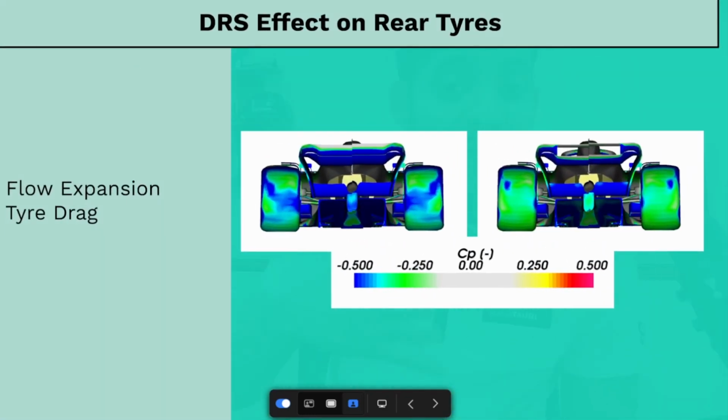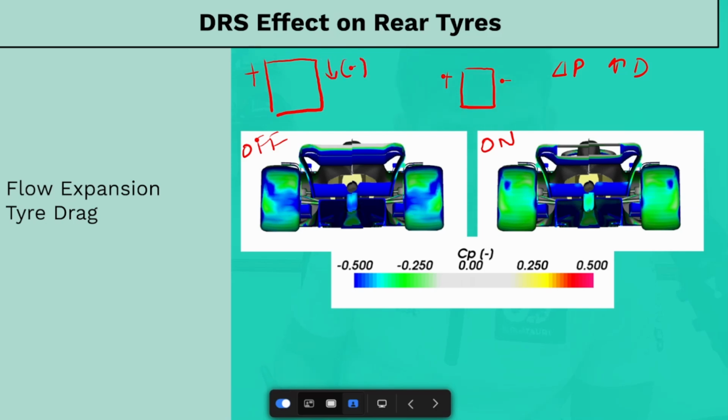Now let us understand how the DRS would affect the tires. This is the DRS off case and this is the DRS on case. The drag from the tires is actually quite simple. If you take a very simple model, you have a high pressure in front and a low pressure behind, and the higher this pressure difference, the higher the drag. The greater the delta P, the greater the drag. So if you could have positive pressure here and less negative pressure there, then the pressure difference around the faces of the tire would decrease and the drag associated with the rear tires would decrease. And that is exactly what happened.